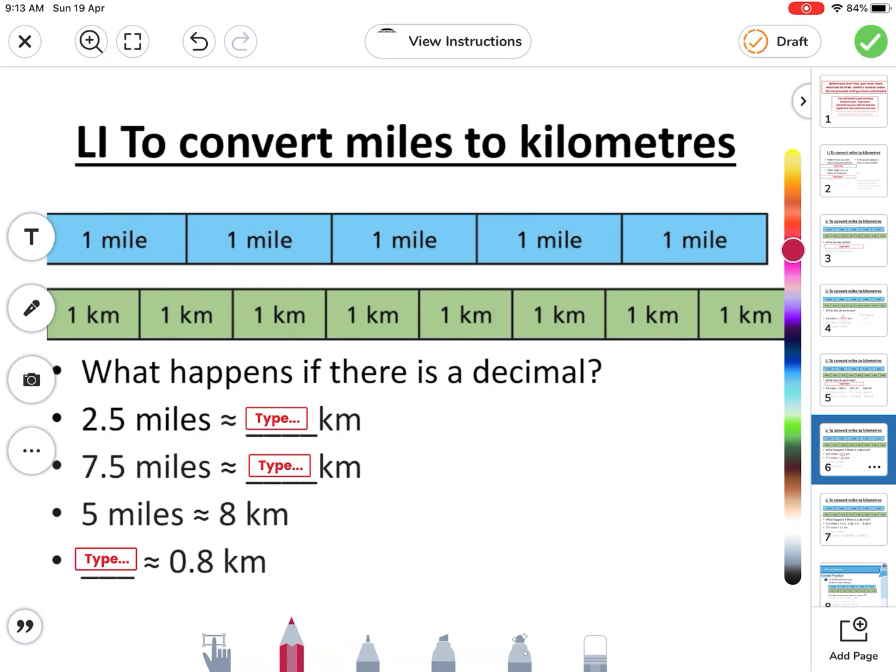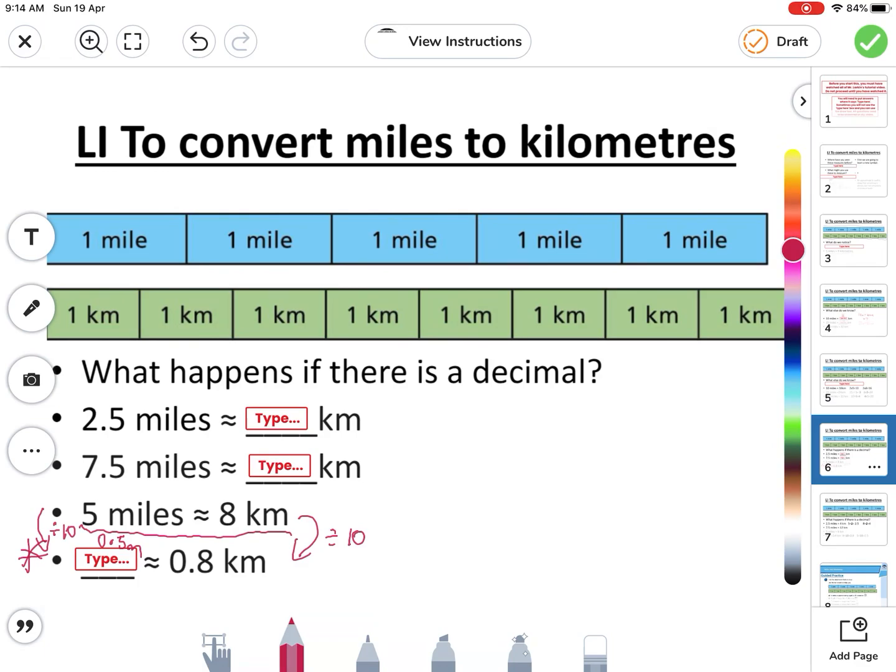Okay, so what happens if there is a decimal? Well, again, I'm going to go back to the fact that 5 miles equals 8 kilometres. I'm going to start working out with this one, because I know that this has simply been divided by 10. So 8 kilometres down to 0.8 kilometres is being divided by 10. So 0.5 miles is the same as 0.8 kilometres.